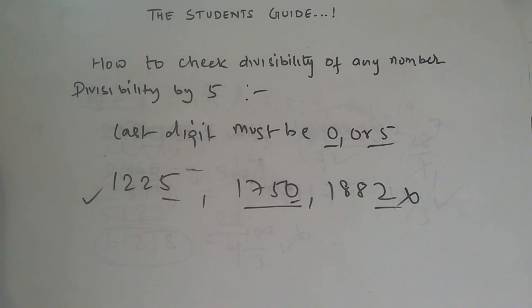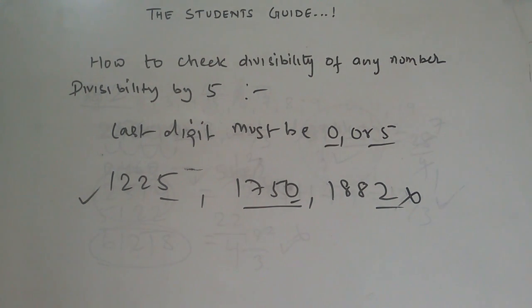The same case applies with 10, but in that case there should be no 5. If the last digit of a number is 0, then only the number is divisible by 10. In the case of 10, it's very simple. The last digit should be 0 for a number to be completely divisible by 10.